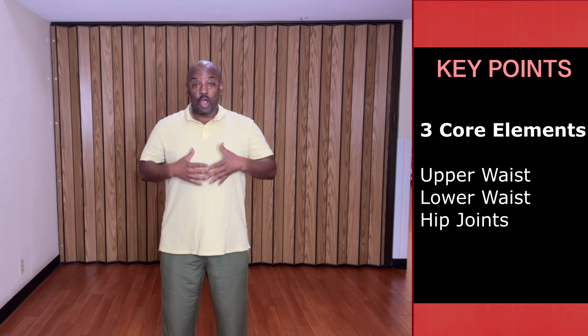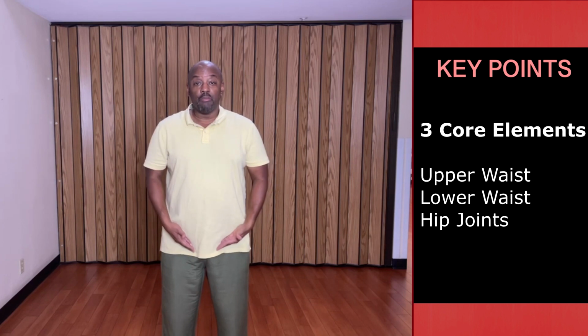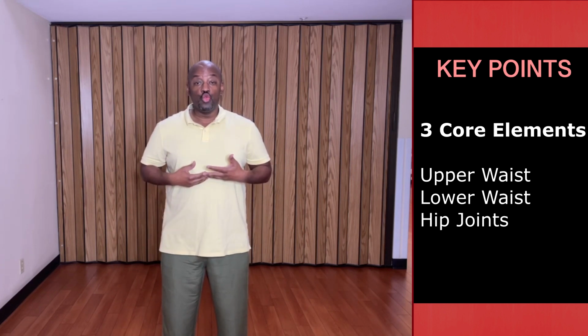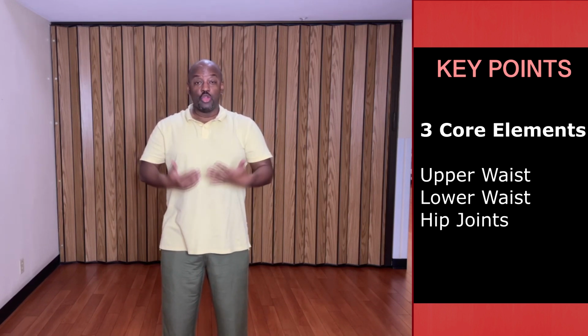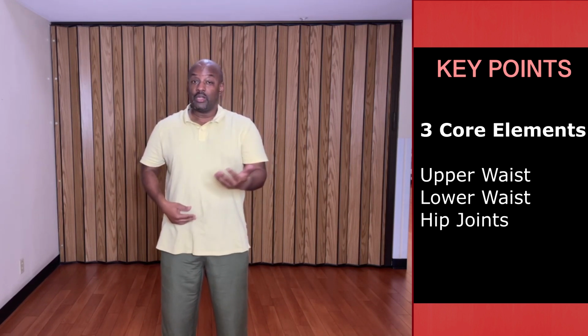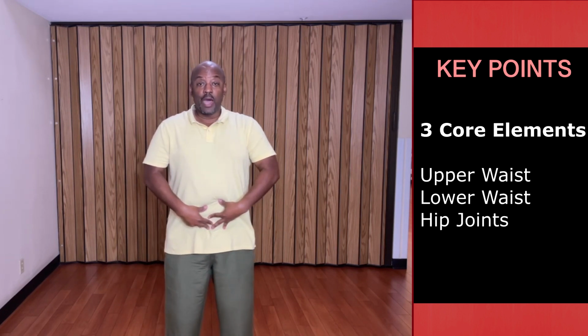Let me talk a little bit about the code itself and what I mean by the code. So we have three primary elements of our core: our waist muscles and our hip muscles, the muscles that move our hip joints. The waist is divided into two primary components. The upper part of the waist rotates our thoracic spine in the chest. The lower part of the waist, which we commonly refer to as our lower abs, works our lumbar spine and pelvic rotation.